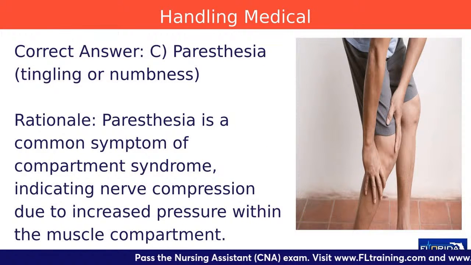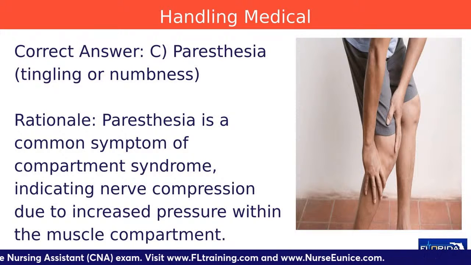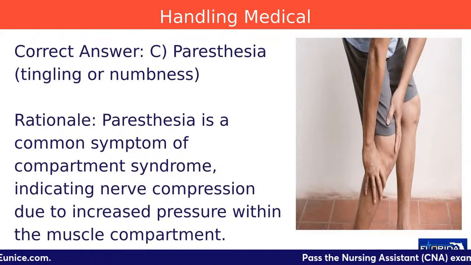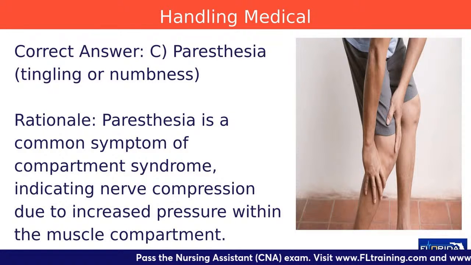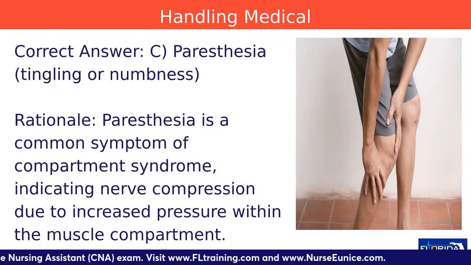Paresthesia is a common symptom of compartment syndrome, indicating nerve compression due to increased pressure within the muscle compartment. So after someone has a cast on, or maybe they have a dressing or something, we're going to ask that we do pulse checks, that we check for coloration. We ask the patient to wiggle their toes, wiggle their fingers, because we want to make sure that we're not compressing on any nerves or causing any decreased blood flow.